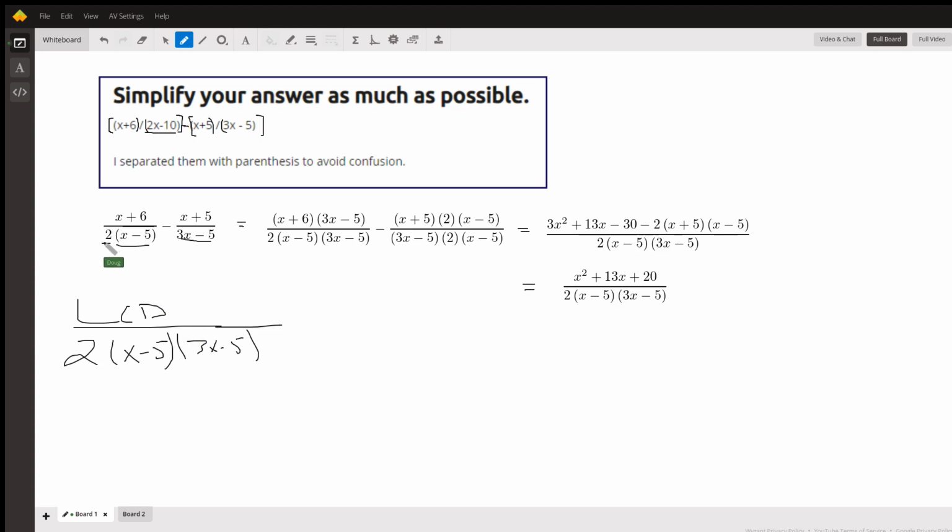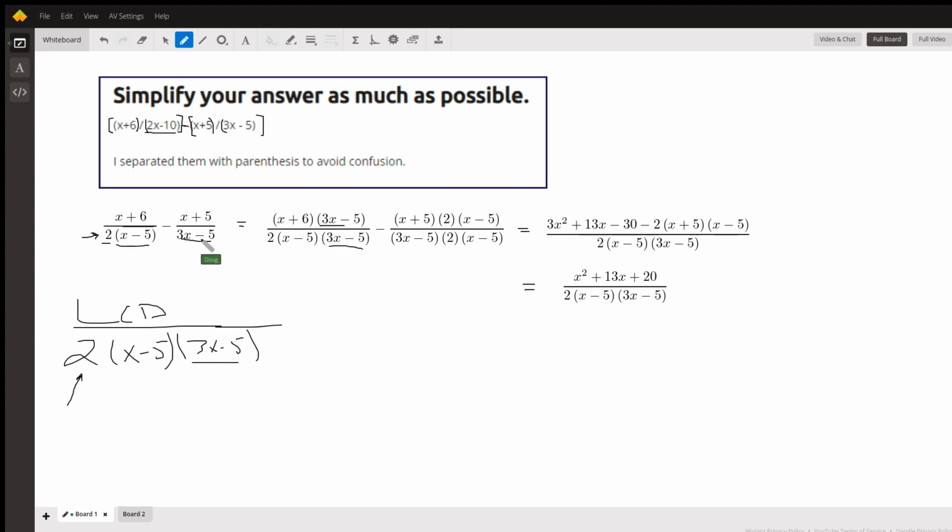We want to turn both of these denominators into the common denominator by multiplying numerator and denominator of each fraction by the missing factors from the LCD. So the only factor missing from this denominator is the 3x minus 5. So that's what I've shown here. I've multiplied numerator and denominator by 3x minus 5.